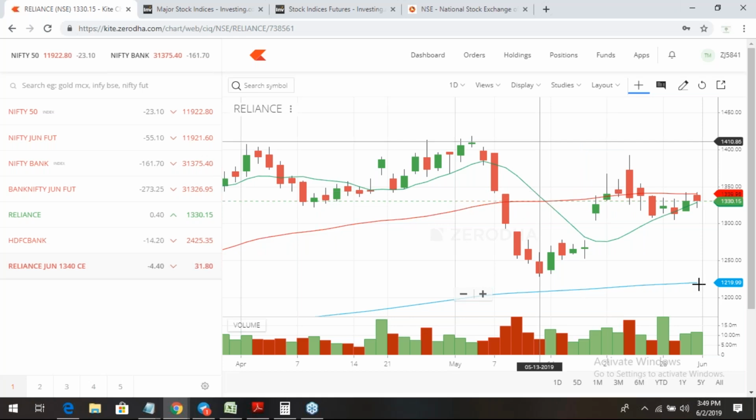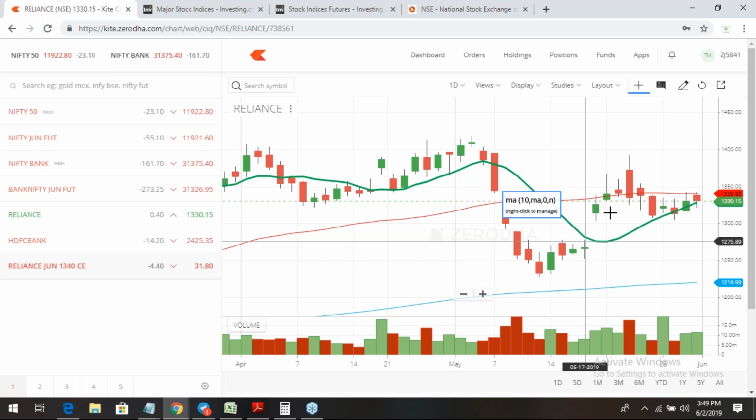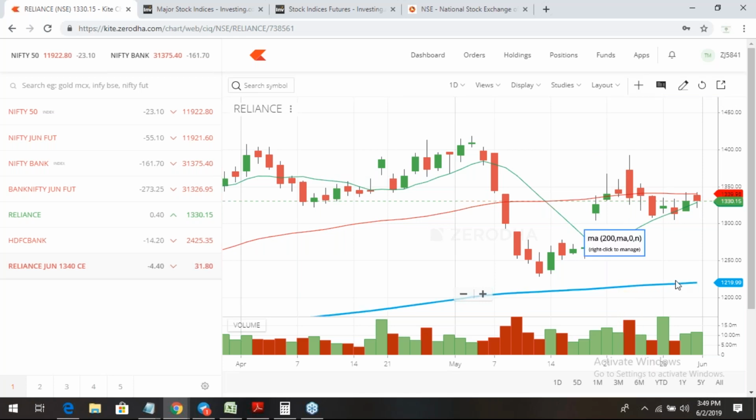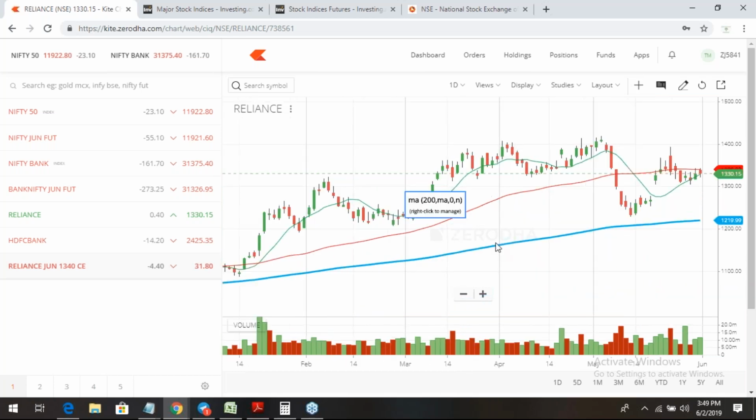Okay. See from here, 1260, almost 80 points, right? 80 points within 5 days. Is it a joke? No. So now you understand why we are using 50 SMA, 200 SMA.